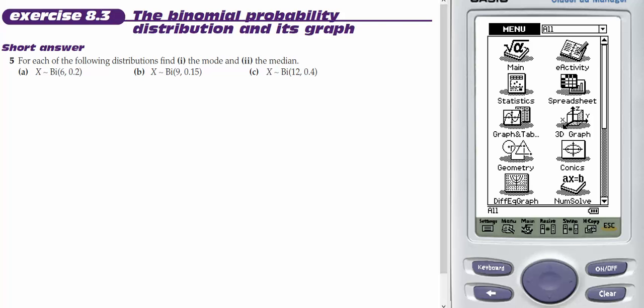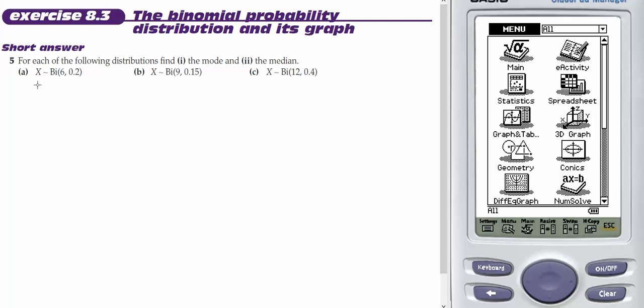The mode is the value that occurs the most. Therefore, it's the value that has the highest probability. And the median is dead middle, where half of the distribution is below it and half is above it.